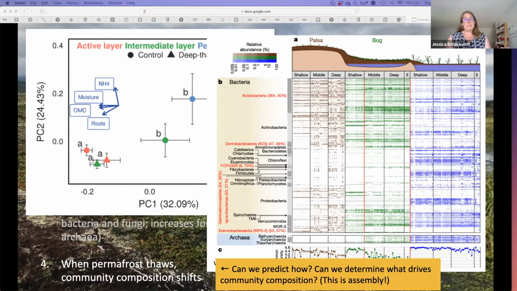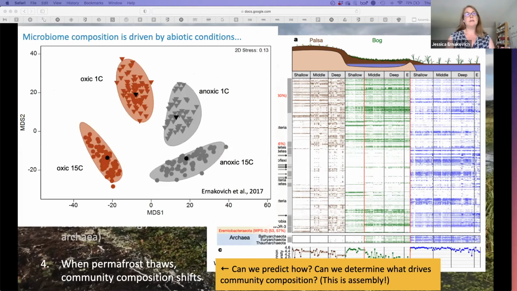But of course, we don't just want to always be observing that community composition shifts. I think that goes along with us wanting to be able to predict greenhouse gases, but it's also just the evolution of the field, that we're moving beyond just being able to sequence to actually understanding. So one thing we know, and you all just told me this, is that microbiome composition is driven by abiotic conditions. Here's an example where I took those mineral permafrost soils I told you about before and incubated them for 90 days under oxic and anoxic conditions at 2 temperatures. And not surprisingly, I see really different compositions.